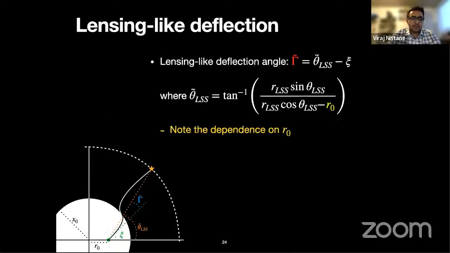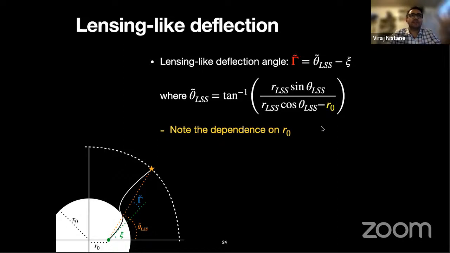We have seen this schematic before, and there is a very complicated formula for determining this lensing-like deflection angle. It's a subtraction. And theta LSS with a tilde simply means that theta LSS is shifted from the void-centric coordinate system to the observer-centric coordinate system. Hence, there is a dependence on the observer position R0, which will play an important role in forecasting the lensing contribution later.